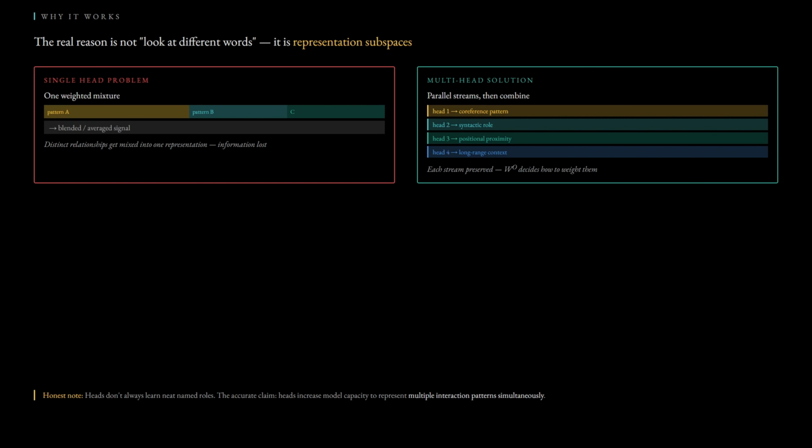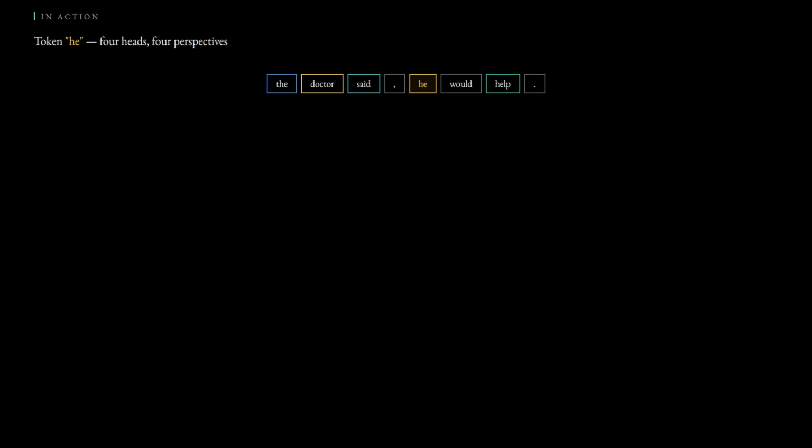The claim this video makes is the one on the screen. Heads increase the model's capacity to represent multiple interaction patterns simultaneously. That claim is true by design. Whether those patterns align with human linguistic categories is an empirical question about a specific model. The mechanism is now fully explained. What remains is to watch it run on a concrete sentence and see that each head produces genuinely different attention patterns, not just noisily different versions of the same one.